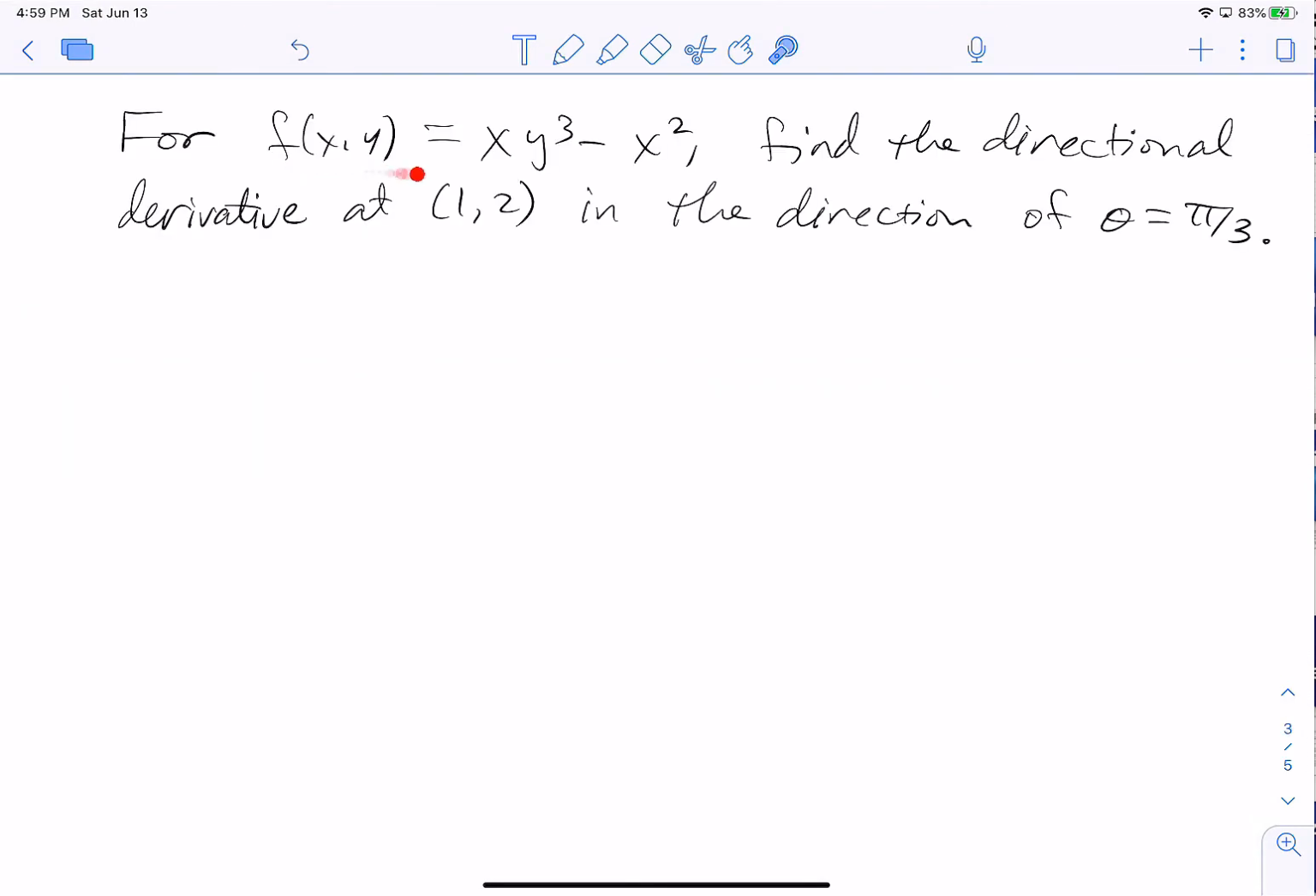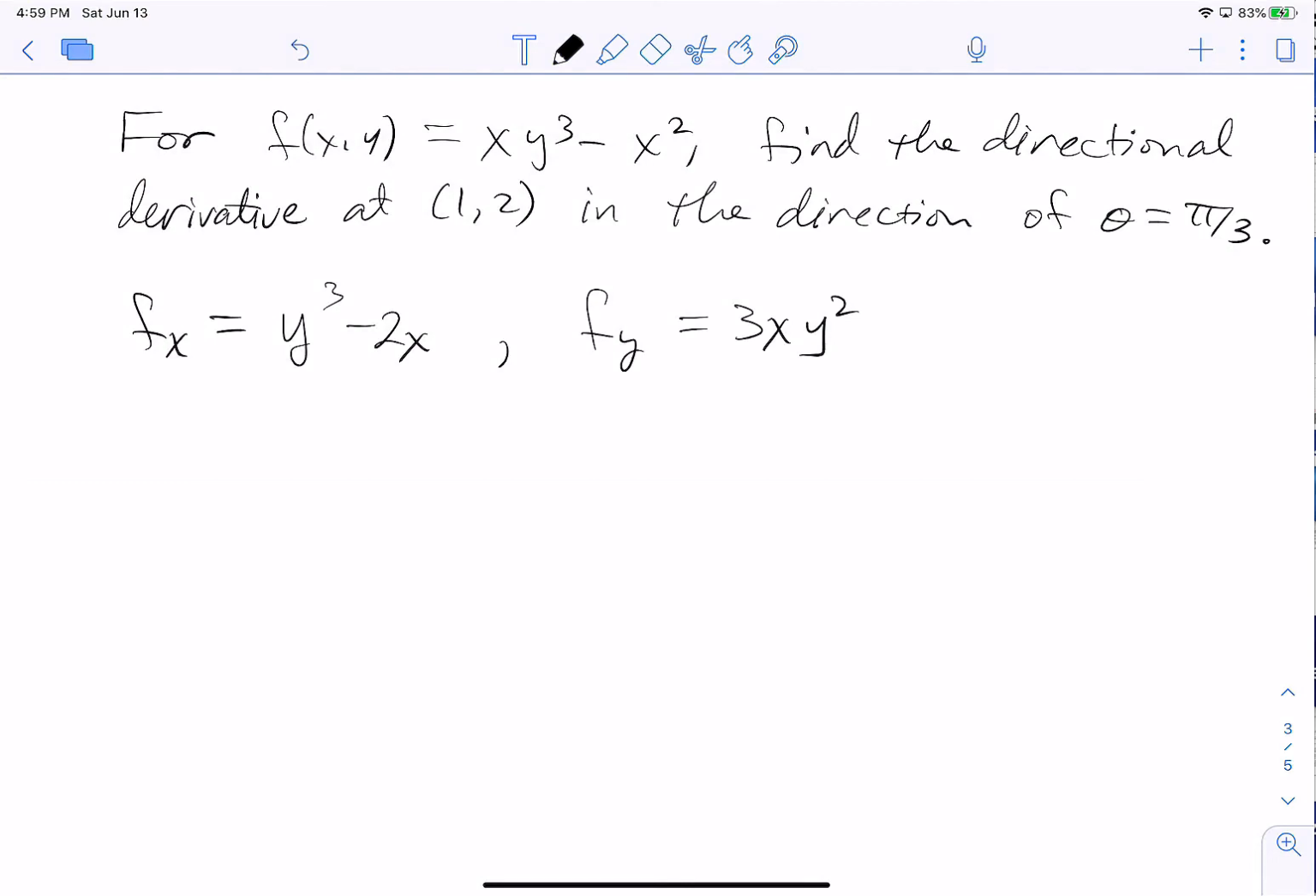With that out of the way, let's go ahead and look at an example. For f(x, y) equals x y cubed minus x squared, find the directional derivative at (1, 2) in the direction of theta equals pi over 3. Well, we need two things. We need the pieces of del f, the partial derivatives, and then we need the vector associated with theta equals pi over 3, the unit vector, that is. The partial of f with respect to x is equal to y cubed minus 2x. The partial of f with respect to y is 3x y squared.